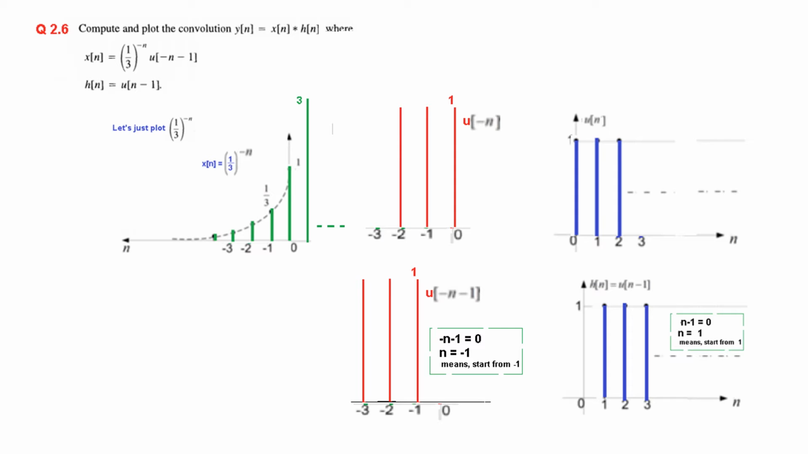And now what will happen when we multiply this and this? So you can see that 1 is from minus 1, and before that the value is 0. That means it will multiply this with 1, but it will multiply this or this with 0. So these two terms will vanish. And so the final result will be something like this, that the signal is starting from minus 1, then minus 2, minus 3, and the value is gradually decreasing. So this is the complete plot of x[n].